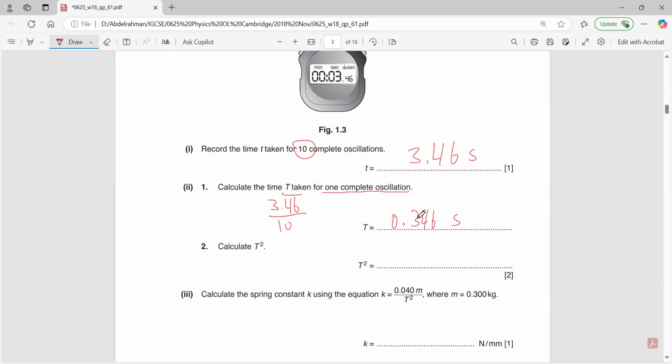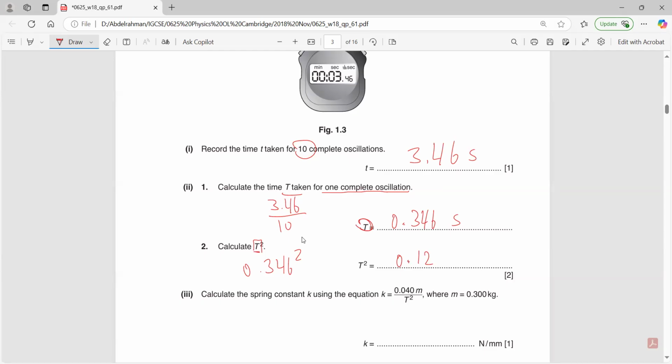Can I find T squared? T squared is just the period squared. Using your calculator, 0.346. Why didn't we take 3.46? Because he said period, capital T. That's why I need to read the questions very carefully in paper 6. Now he wants T squared. 0.346 squared, using your calculator, would be around 0.119. Too many numbers, so I can just write it as 0.12.